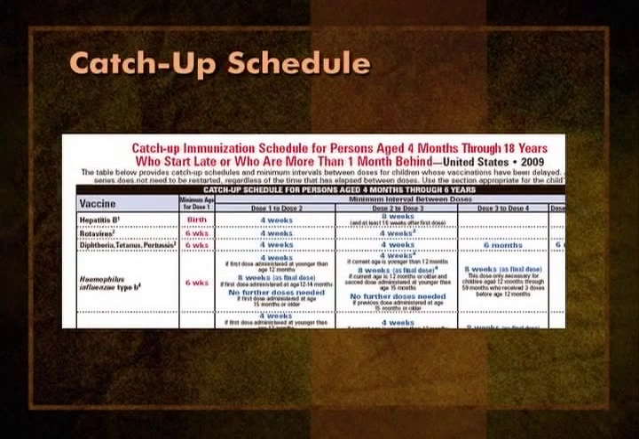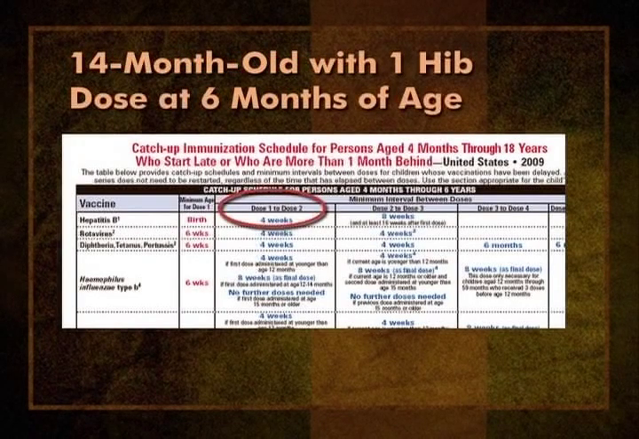This part of the catch-up schedule tends to confuse people, so I'd like to work through an example with you. Suppose you have a 14-month-old child in your office with a record of 1 dose of Hib vaccine at 6 months of age. The first question is whether the child needs any more doses of Hib vaccine. To determine this, go to the dose 1 to dose 2 column and follow it down to the Hib row. There are three entries in the Hib row in this column. The one that applies here is the first one.